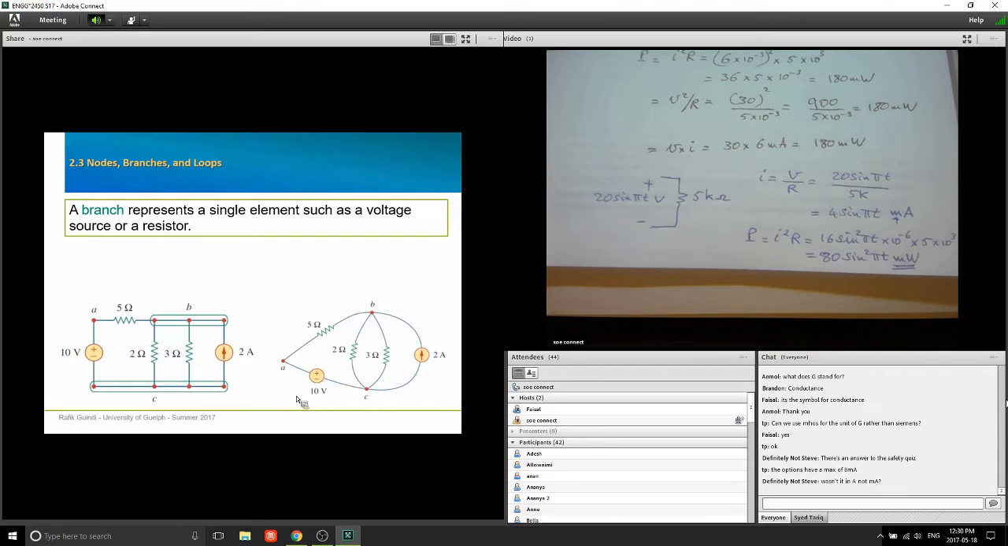We're going to move into something a little bit different here. We're going to look at the topology of electric circuits. We're going to define branches and nodes and things like that. A branch represents a single element, such as a voltage source or resistance. That's the definition of a branch. So if you look at a circuit like that, you have 1, 2, 3, 4, 5 branches, right? Each branch is the representation of one of the elements that we have studied so far.